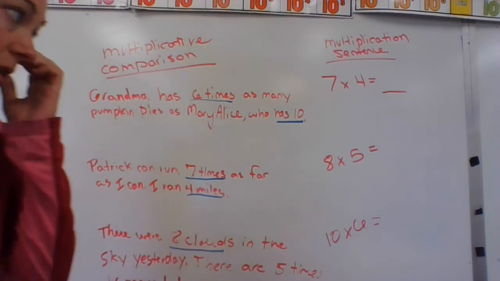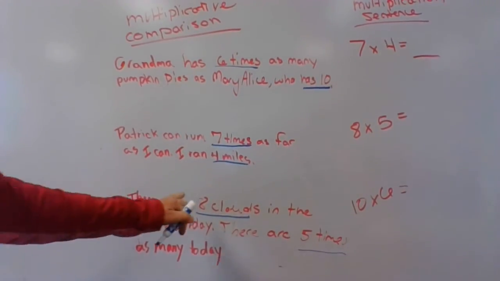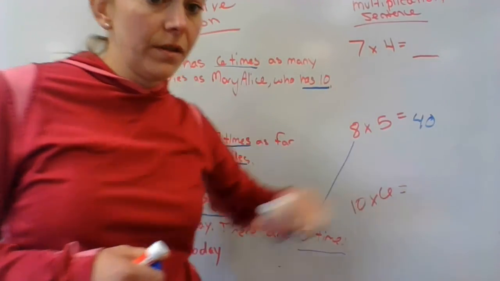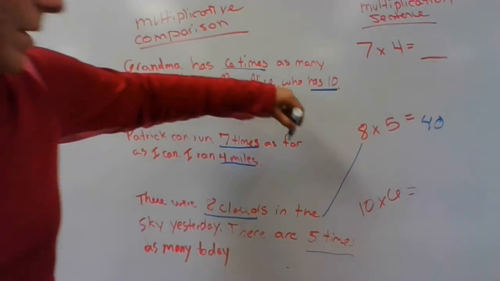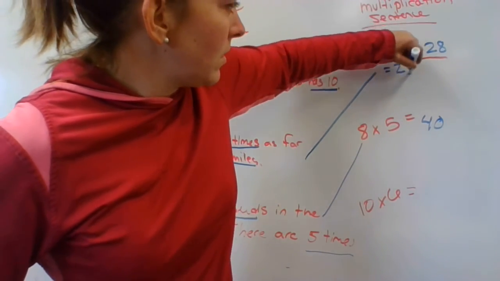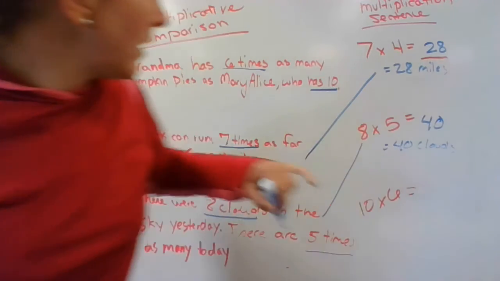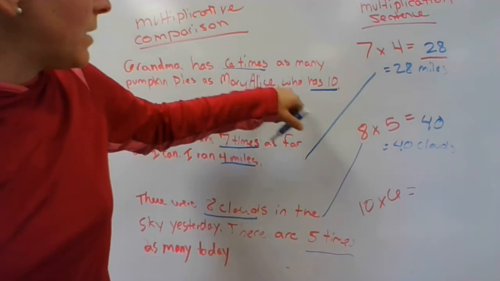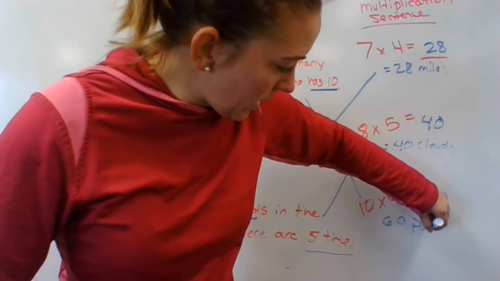If someone were going to solve this, they would have to draw the line between. They would have to read 8 clouds 5 times. That one goes here, which equals 40. Don't forget to solve. Then I would say, Patrick can run 7 times as far as I can run, 4 miles. That must be over here, which means Patrick can run 28 miles. And 40 clouds. And then grandma has 6 times as many pumpkin pies as Mary Alice, who has 10. That one must be 6 times 10, and that would be 60 pies.